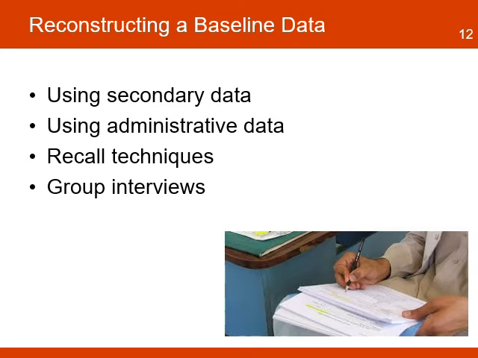Use of secondary data, such as data collected by other organizations or government institutions. Use of the administrative data from the intervention, such as feasibility studies and other administrative records the project collected before the planning phase. Recall techniques of individuals are asking individuals to provide information about their conditions before the project. Also, group interviews are a similar technique used to get information from a group of beneficiaries about the conditions that existed before the project.